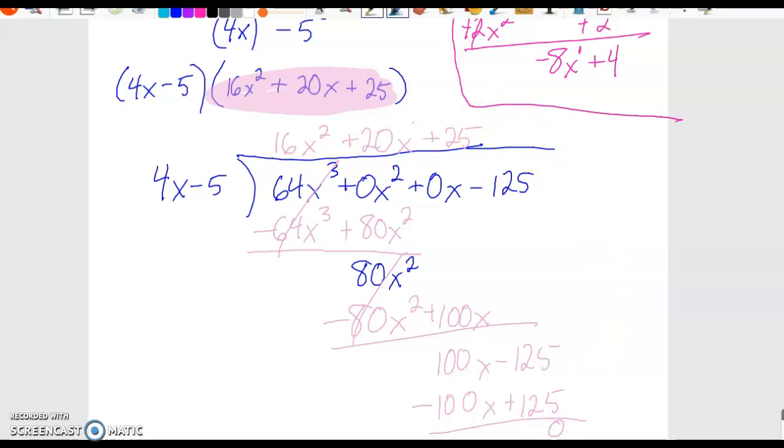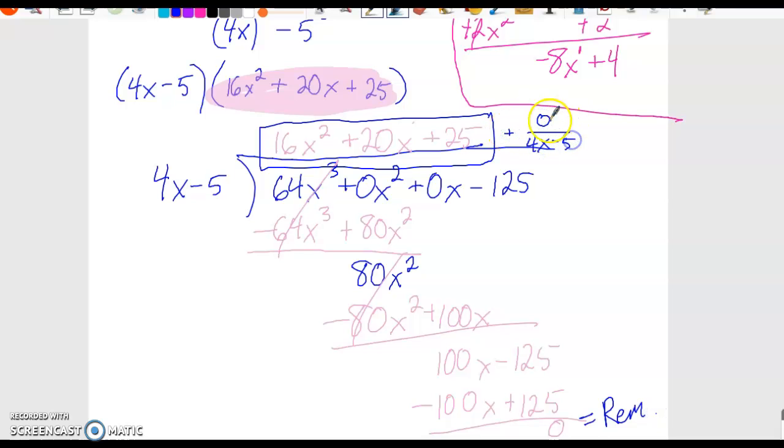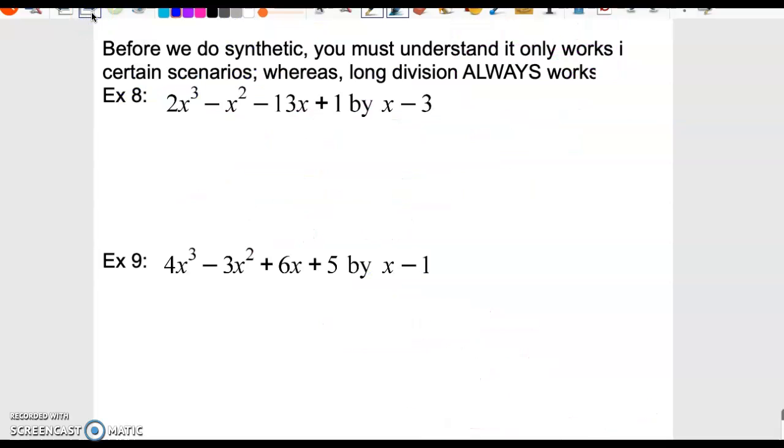I think it's important to also mention that if you get a remainder of 0, so 0 is your remainder, you could write out plus 0 divided by 4x minus 5, what you divided by, except 0 divided by anything is still 0, and adding it is not going to change the value. So I think it's important to realize some of those things.